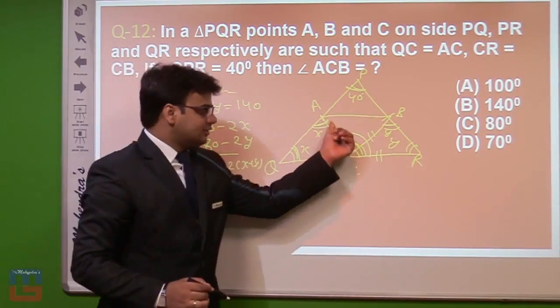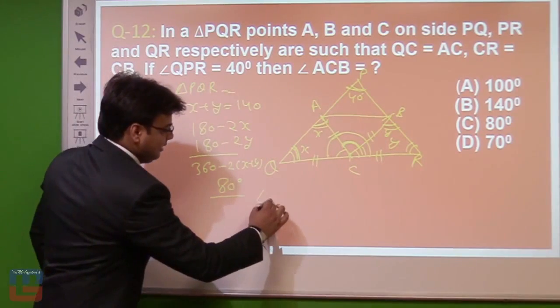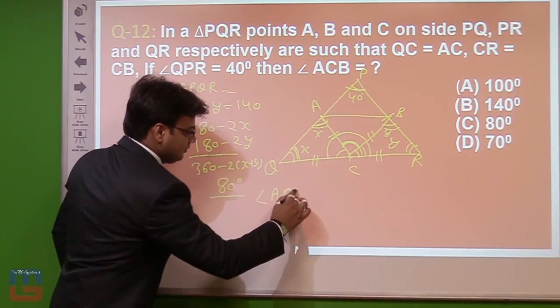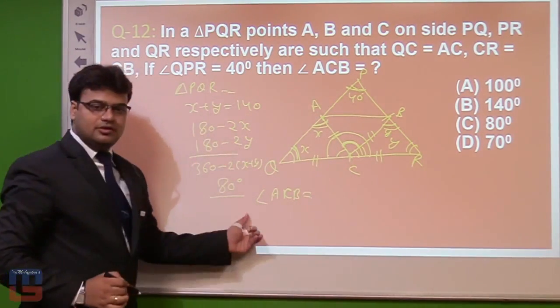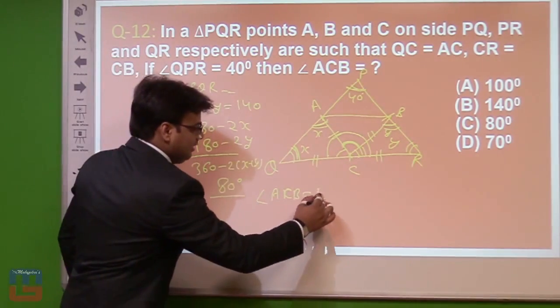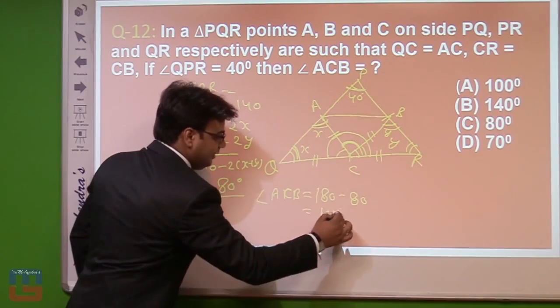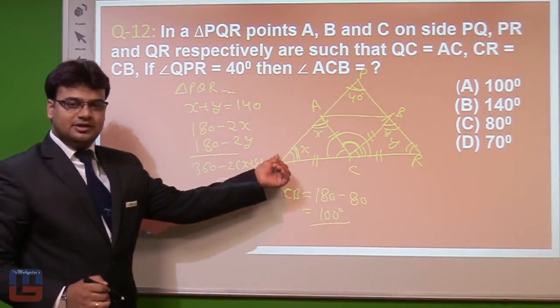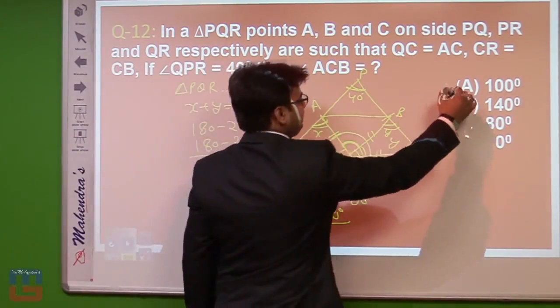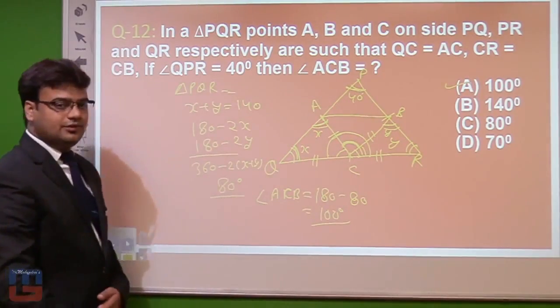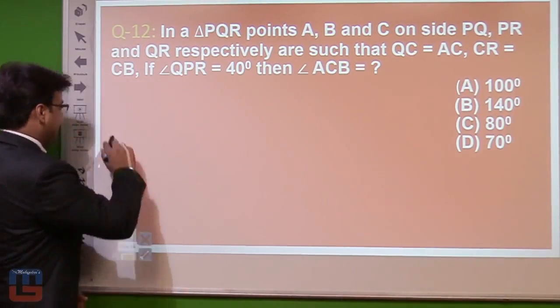We require angle ACB. Angle ACB is 180 minus 80, that means 100 degrees. Check 100 degrees in which option? It is available in our first option, so the correct answer is first. See what the next question is.